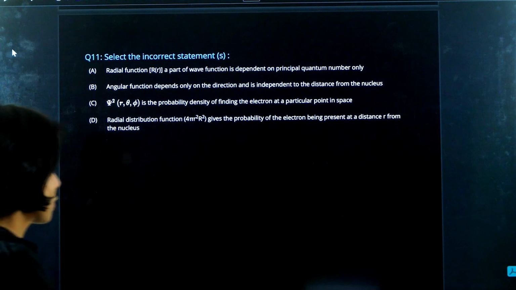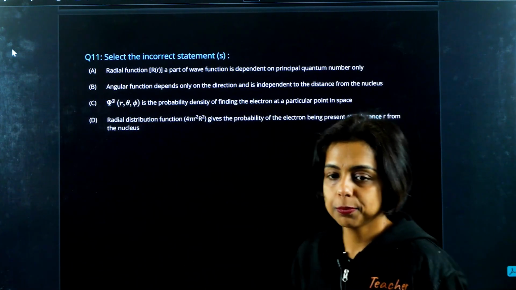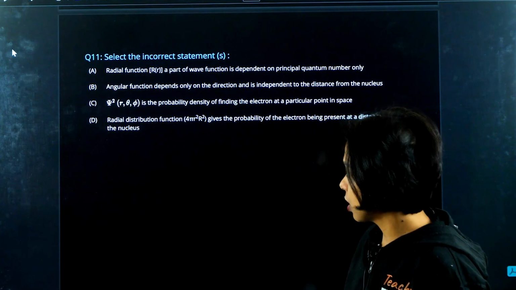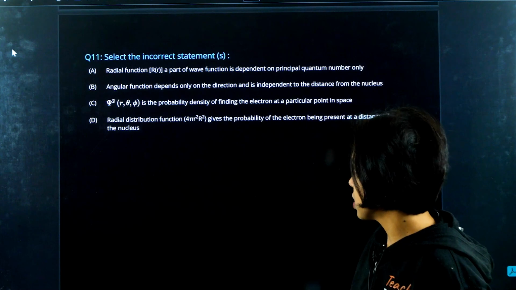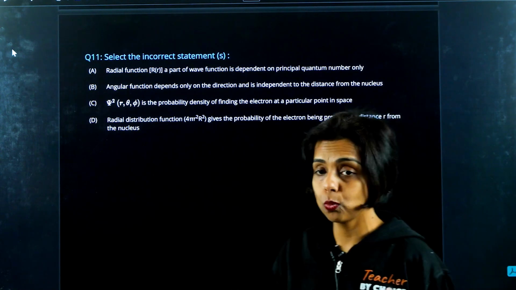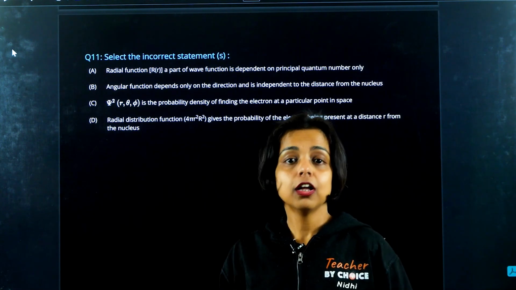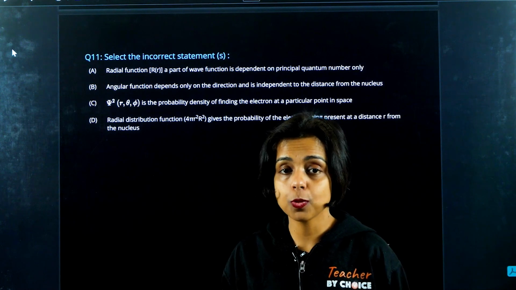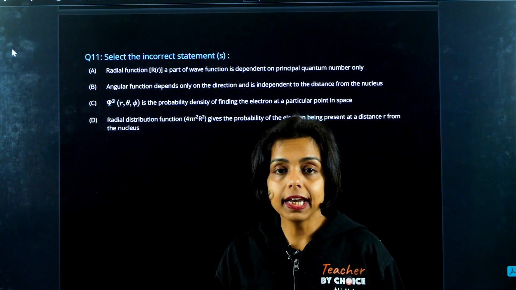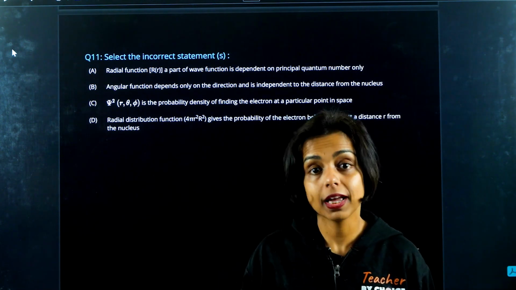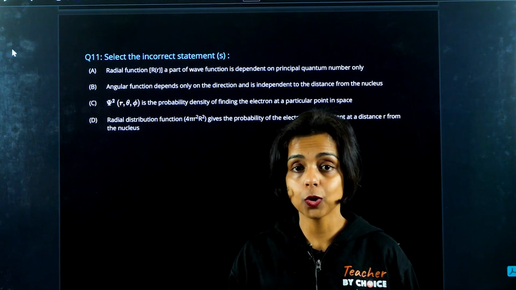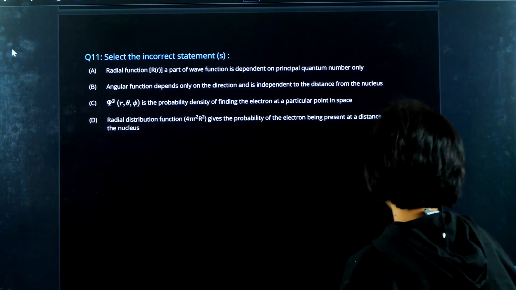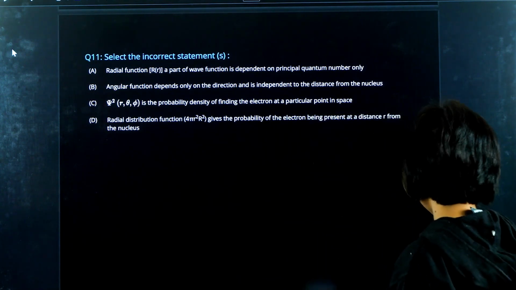Next, select the incorrect statement. So we have to figure out the incorrect statement. The first statement is: radial function R, a part of the wave function, is dependent on principal quantum number only. No, the first statement is incorrect. Not just the principal quantum number, it depends upon L also, azimuthal. So the radial part of the wave function depends upon both N and L. N is the principal quantum number and L is the azimuthal quantum number. So right away you can mark the answer as A.